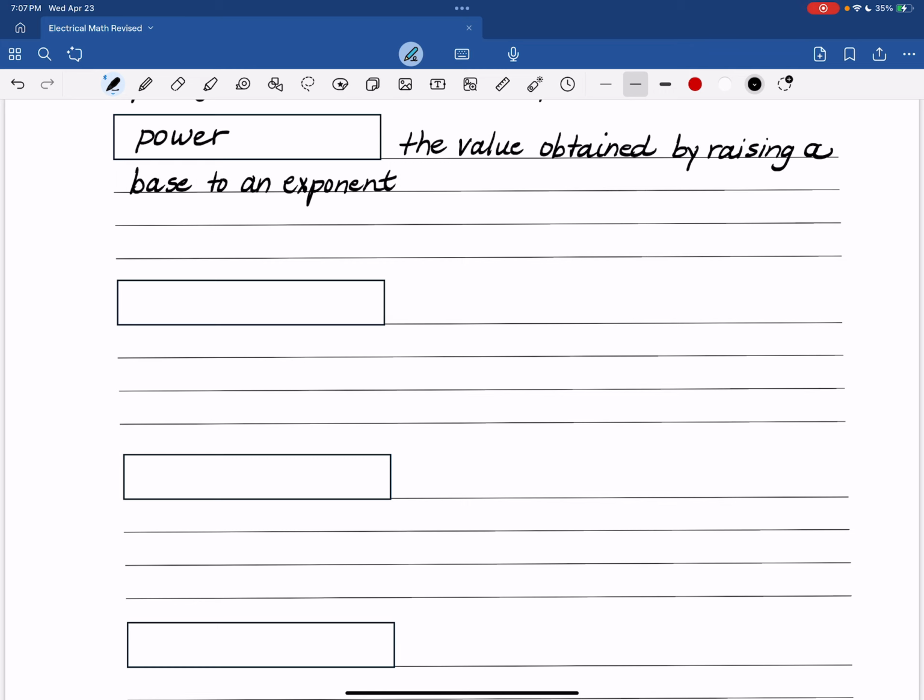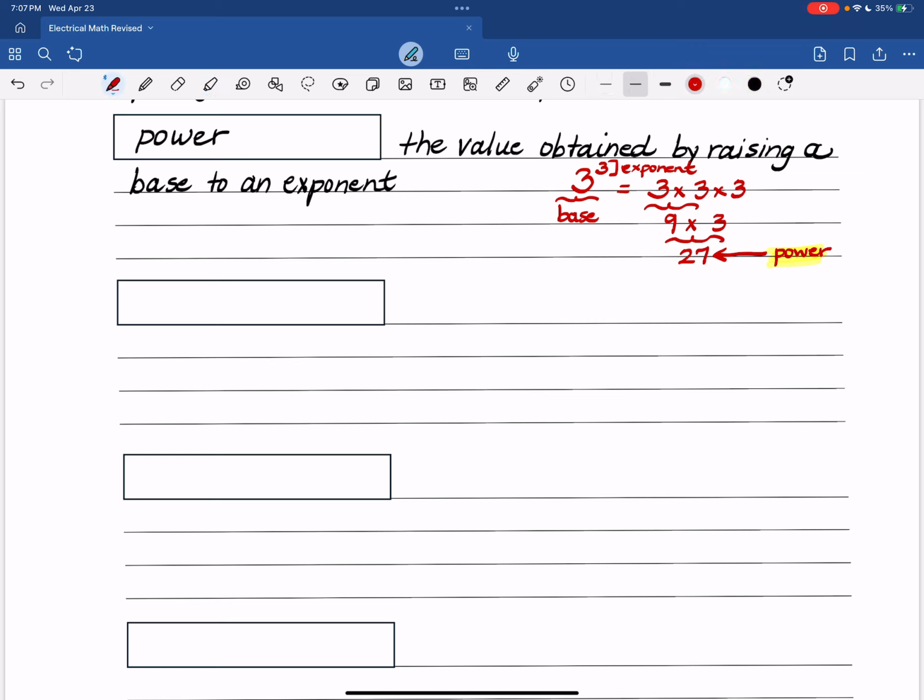So, for example, if I take 3 to the third power, so this 3 is the base, and this 3 is the exponent. The answer is not 9. This is going to be 3 times 3 times 3. 3 3s are 9. 9 3s are 27. And that is the power. So the word that we're after here is power.